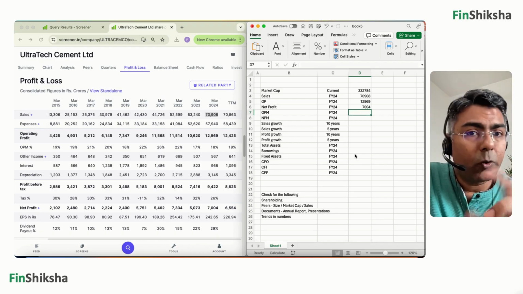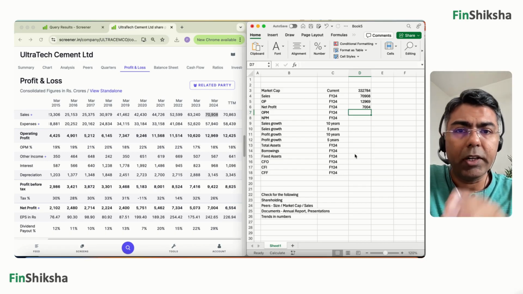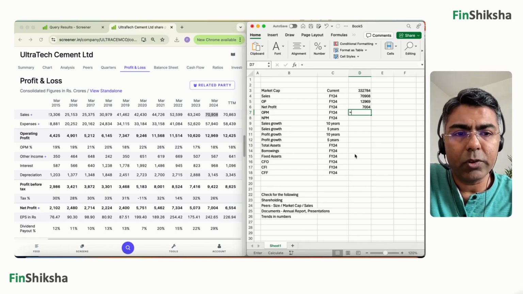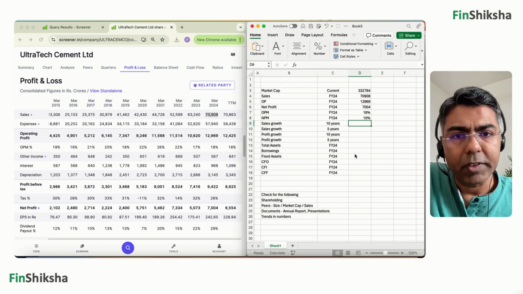Now we can quickly calculate a couple of ratios. Operating margin is already calculated on Screener, but if we want we can just do that very quickly. So that's basically your EBITDA or operating profit by net sales, that's 18%, and your net profit margin is 7,000 upon sales, which is 10%, right?